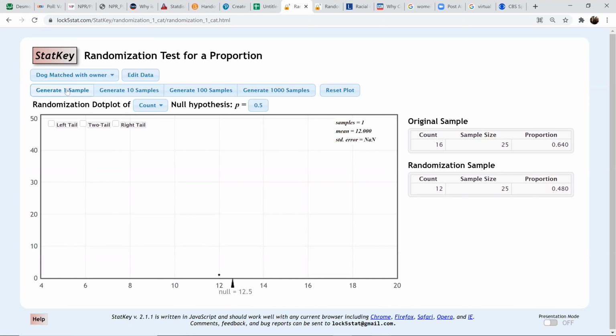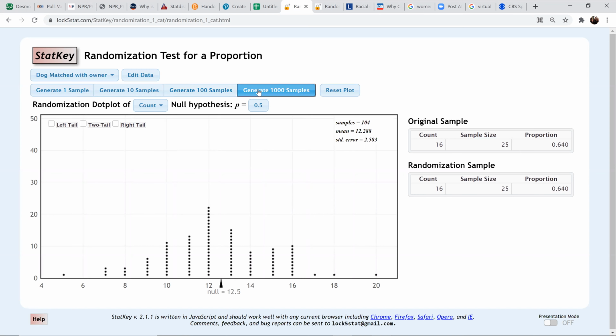Let's generate a couple more. Let's generate another one. And I got another one with 12. Now you probably got something different, and that's fine. There we go, 15, 11. But this is getting boring. I wanted this to be a little more fun and interactive, so let's generate 100 or maybe even 1,000.